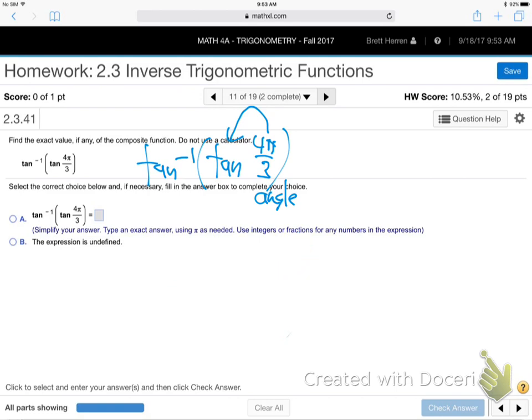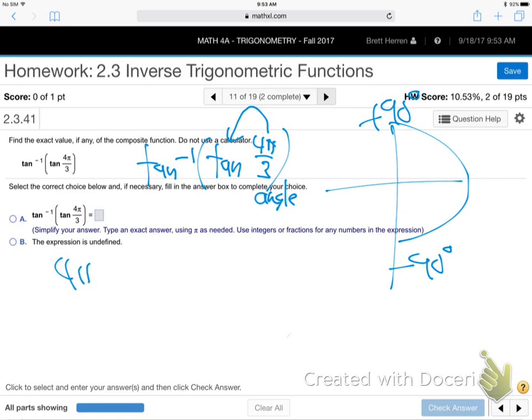Okay, great. So what? Well, is it in the angle zone? What's the angle zone? For tan inverse and sine inverse, it's negative 90 to positive 90. Cosine inverse, it's 0 to 180, as we saw, right? So is 4π/3 in the zone?